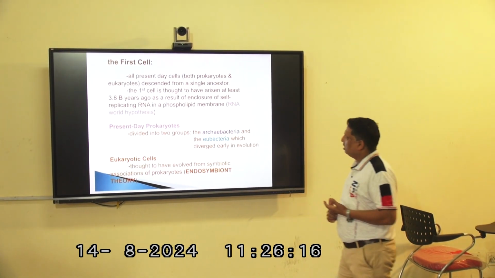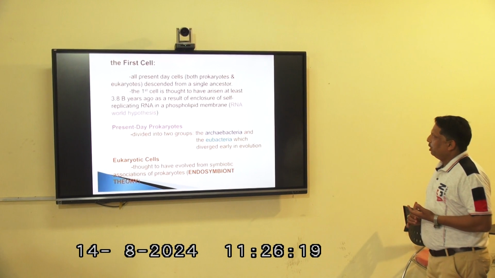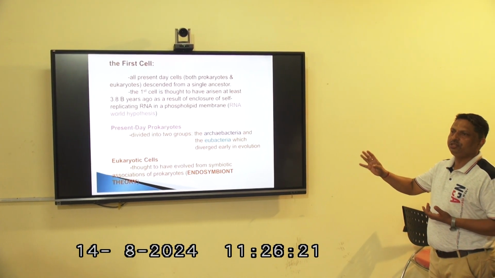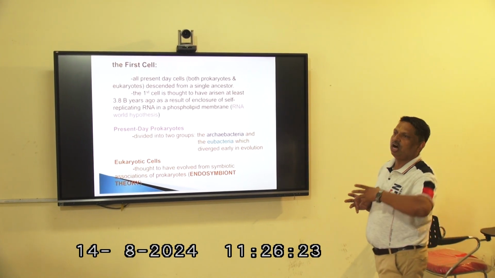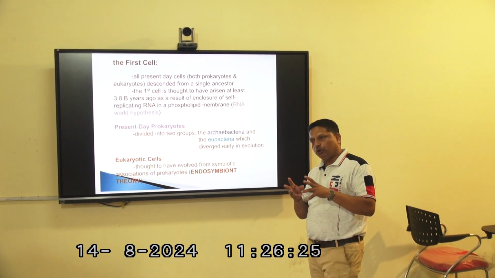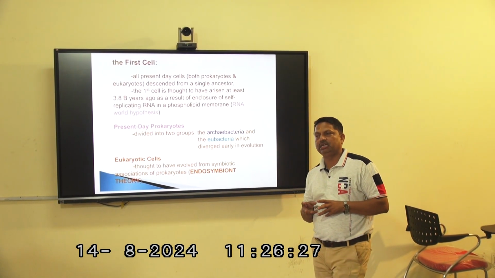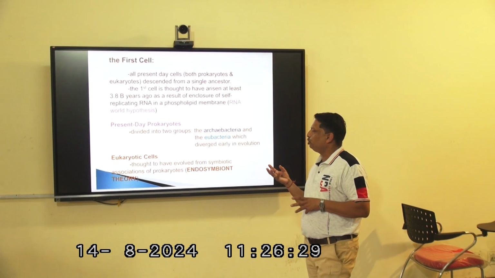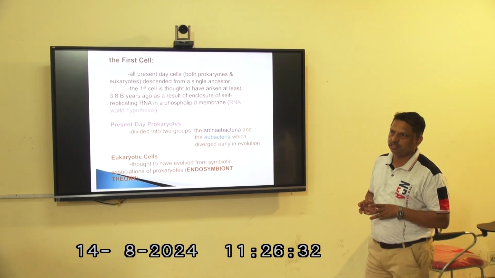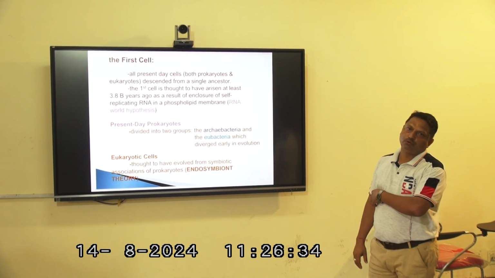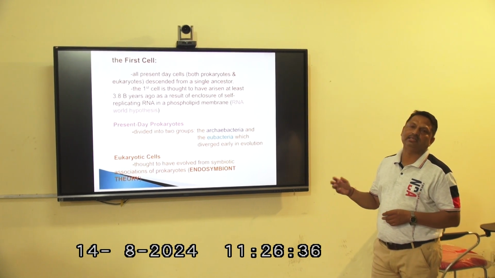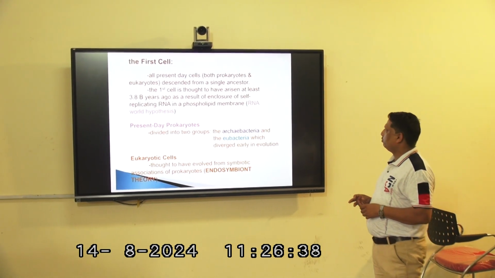And the first cell, and all present-day cells, are prokaryotic and eukaryotic. This is the distinguishing parameter: on the basis of the assembly and position of the cell organelles, these cells are divided into two parts, prokaryotes and eukaryotes. Prokaryotes are exemplified by bacterial cells. Bacterial cells are the example for prokaryotes.